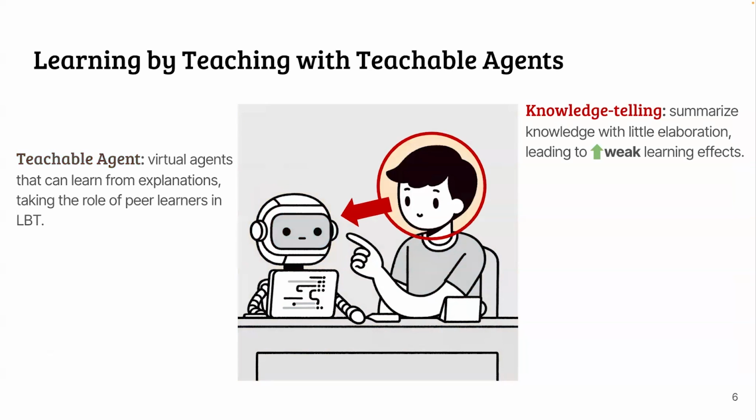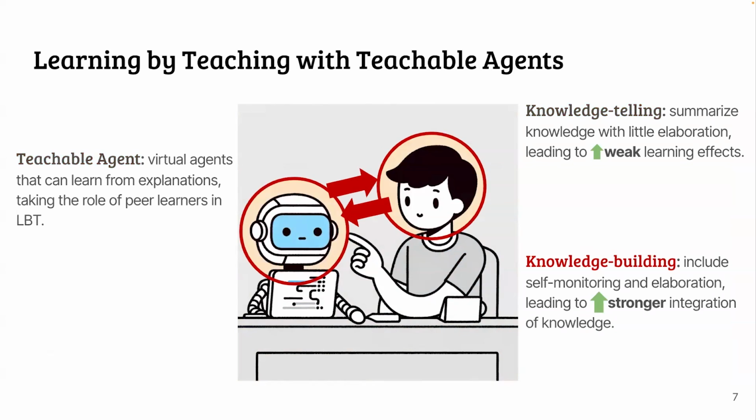There are two types of pedagogical interactions. The first type is knowledge telling, in which learners tell what they already know with little elaboration. Although knowledge telling can help reorganize one's knowledge, it leads to weak learning effects because the learners do not construct new knowledge. The second type is knowledge building, in which learners elaborate their existing knowledge through questions and discussions. Knowledge building leads to a stronger integration of knowledge, and is what makes interactive learning unique and valuable.